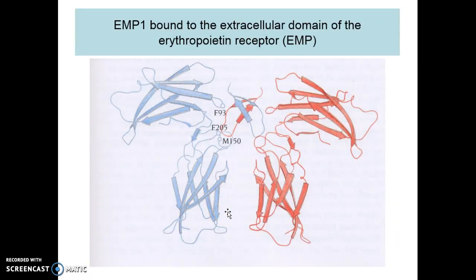Binding of EMP1 causes dimerization of the extracellular domain of the erythropoietin receptor, shown here. 3 residues thought to be critical for binding erythropoietin, phenylalanine 93, F205, M150, are fully buried in the structure of the peptide and receptor complex.